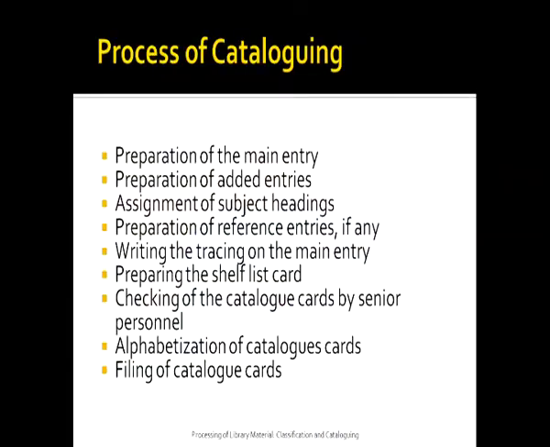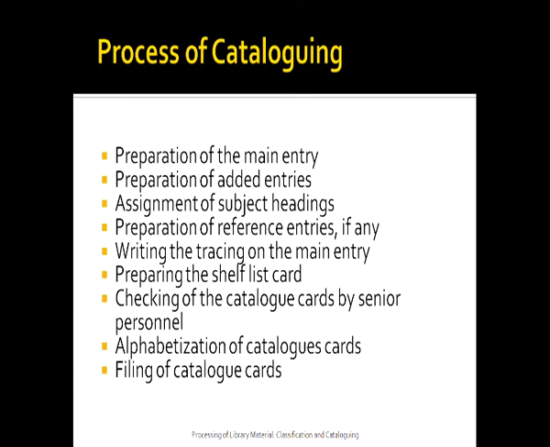In fact, in modern times, all this has been replaced by computers. Anyway, the process of cataloging remains the same, whether manual or by automation. Firstly, preparation of the main entry. Secondly, preparation of added entries. Thirdly, assignment of subject headings. Fourthly, preparation of reference entries, if any.